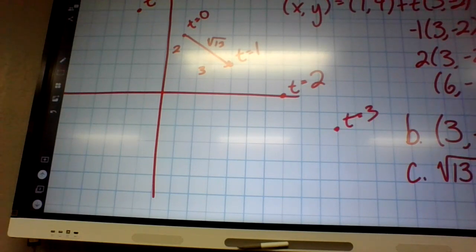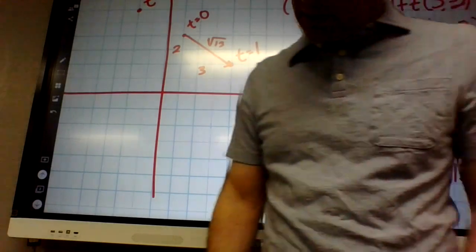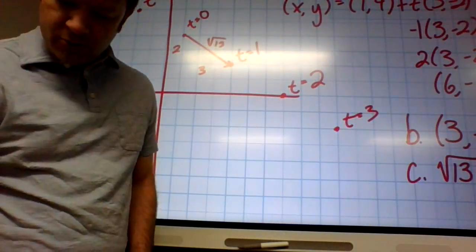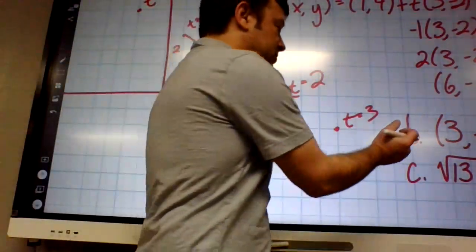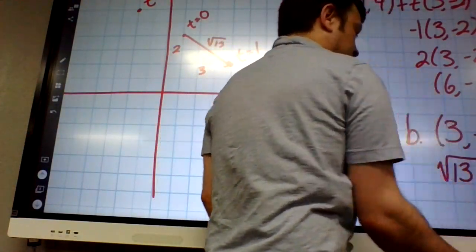I think the speed was a part of answer B. Was it B and then C? Find velocity and speed. Oh yeah, you're right. It's the same question, my bad. Okay, just put a comma there then.